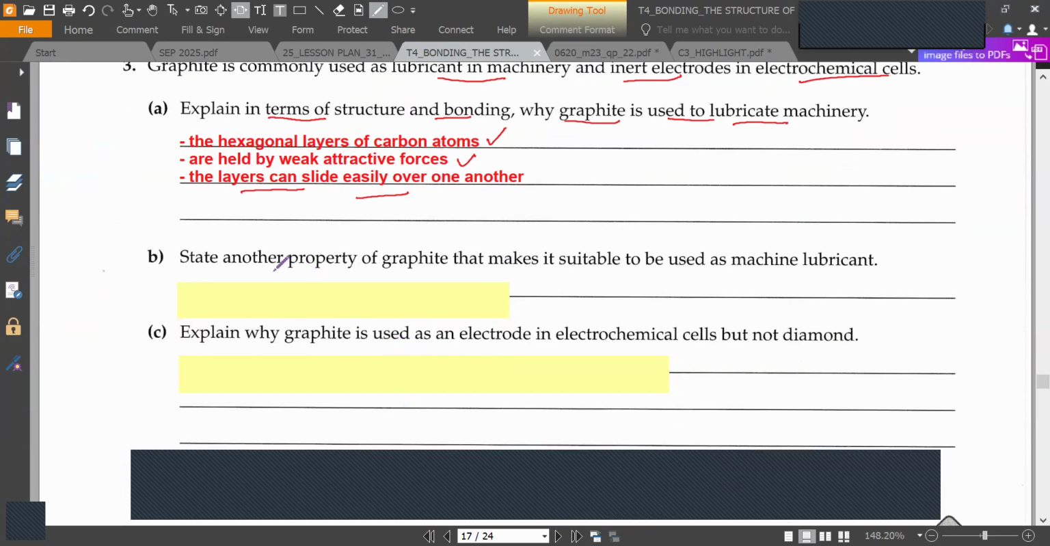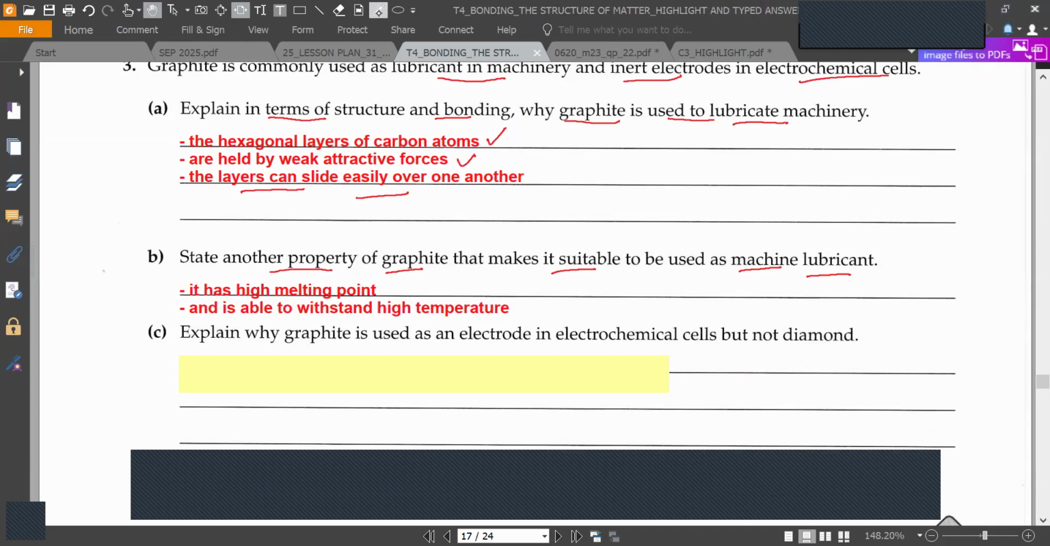Next, state another property of graphite that makes it suitable to be used as a machine lubricant. What could be another important property? The answer is this: it has a high melting point and is able to withstand high temperature. Because the machine is constantly moving, it generates a lot of heat. So for the graphite to be used properly, it also needs to have a high melting point.